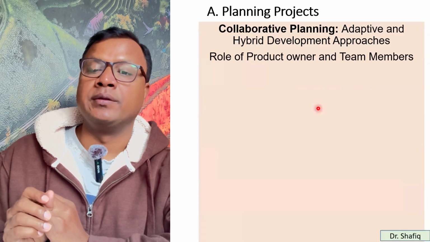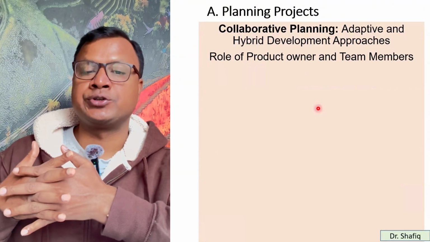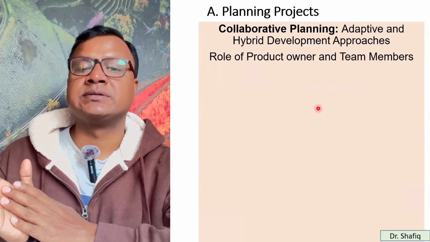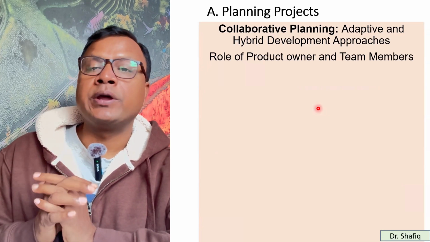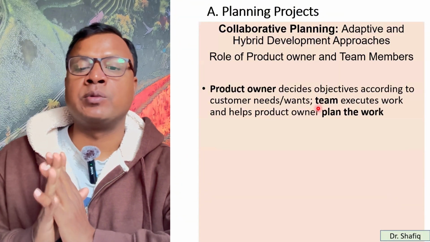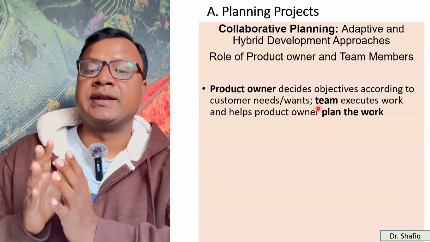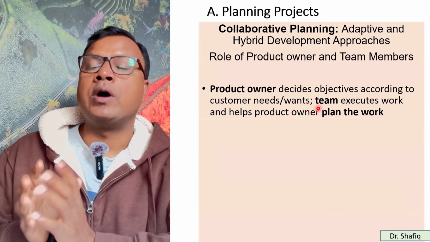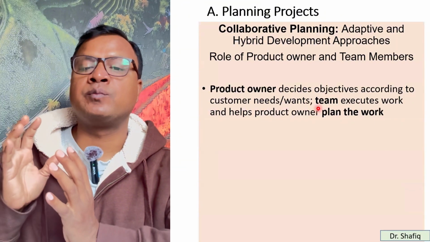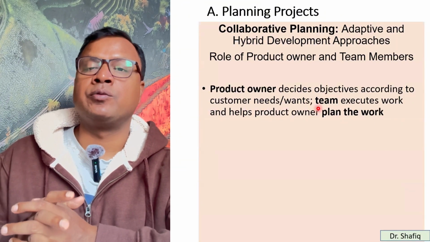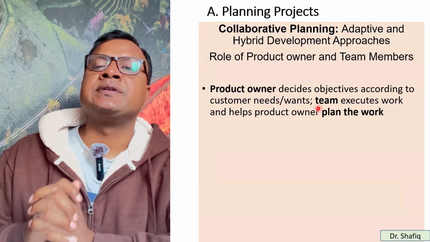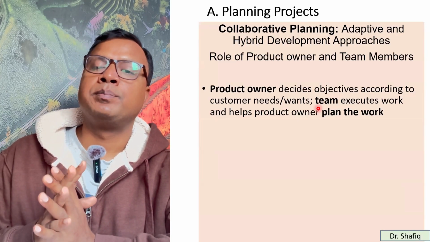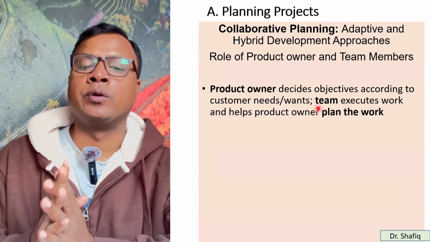So in collaborative planning or the adaptive and hybrid development approach, there is a difference between the role of the product owner and team members. The product owner decides objectives according to customer needs and wants. And the team executes work and helps the product owner plan the work. So what will be the product? What will be the work of the project? What are the objectives? What will be the story definition? Everything is decided by the product owner. The team executes the plan or desire of the product owner.